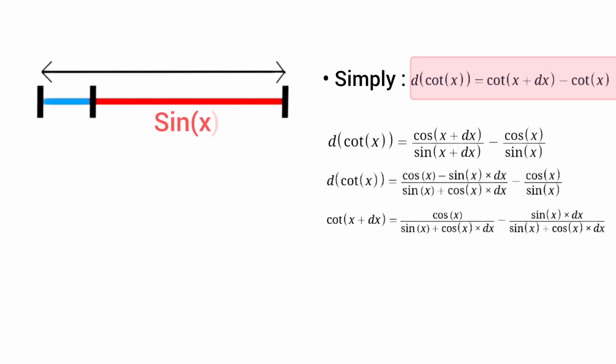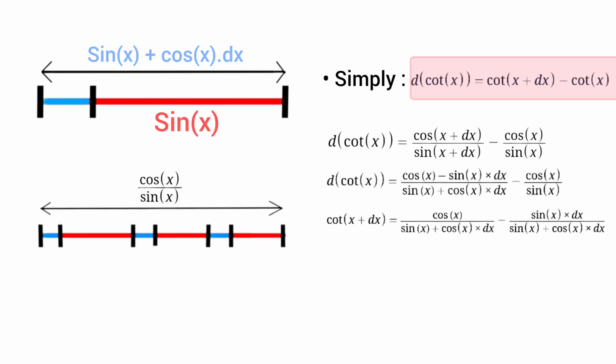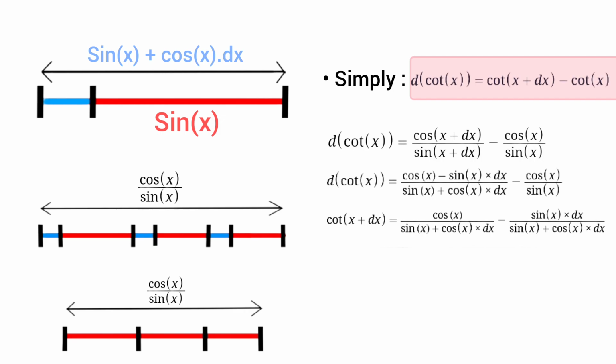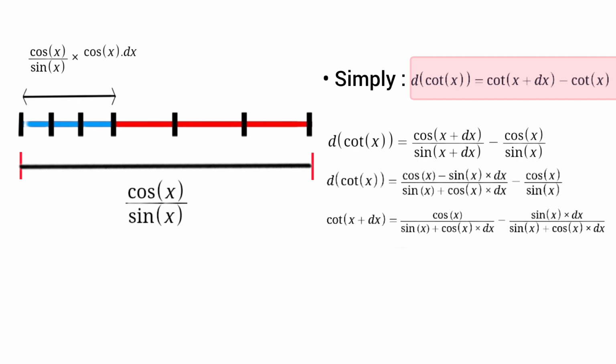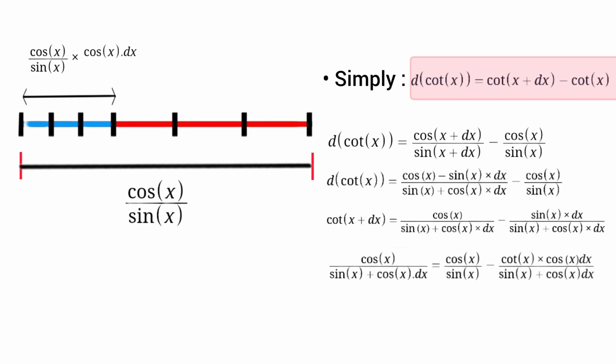The first term reflects the change in the cot function due to a change in the denominator, sine function, alone. Red signifies sine x length, while blue represents additional length added, cosine x times dx. If we fill the cosine side with the same number of resized sine sides as when the angle was x, we get cos x divided by sine x. However, we notice that the covered length goes beyond the cosine side. For each red part, there's a corresponding blue part, totaling cot x blue parts, each with a length of cos x times dx. This gives a total additional length going beyond cos x of cot x times cos x times dx. We have to remove this length, hence the negative sign.